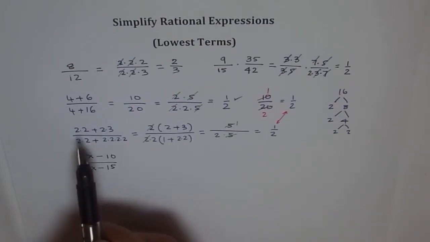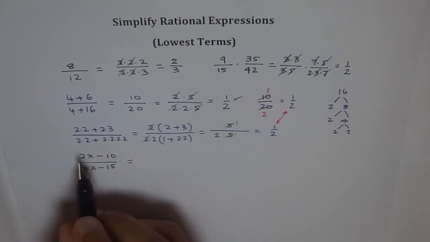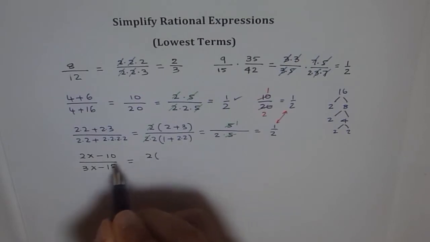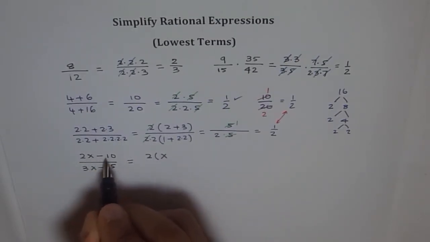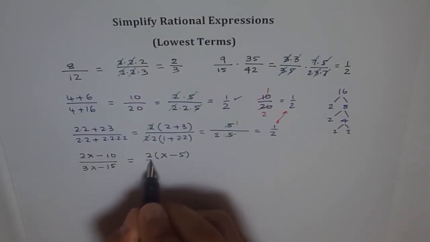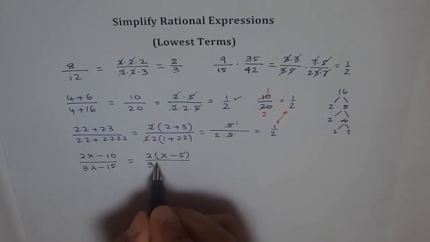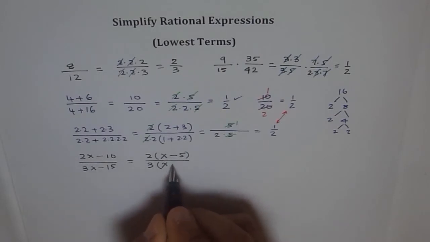Now here we will use this technique of factoring. So how do we factor this? We see 2 is common here, right? So I can write this as 2 times, and when I divide 2x by 2, I'm left with x. And when I divide minus 10 by 2, I'm left with minus 5. Here in the denominator, 3 is common because 3 times 5 is 15, correct? So let me take 3 common, and I'm left with 3x divided by 3 is x, and minus 15 divided by 3 is minus 5.